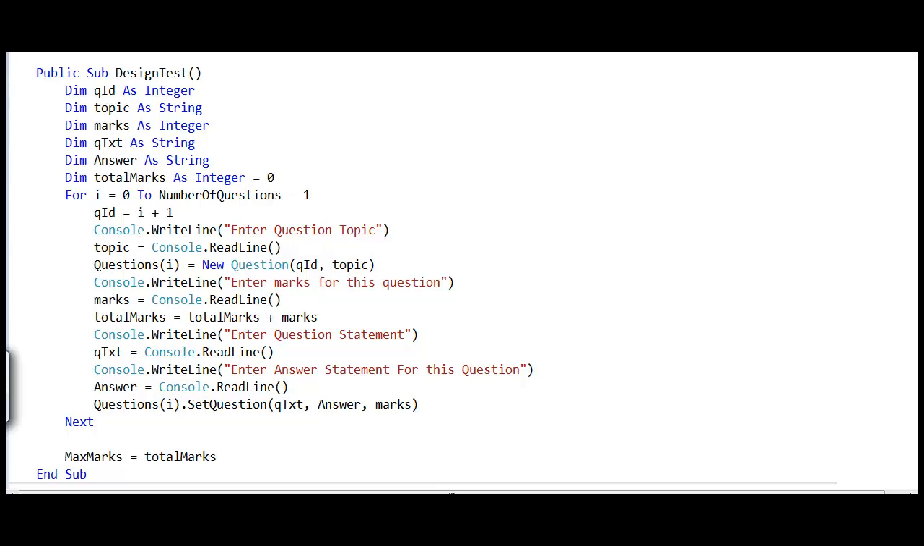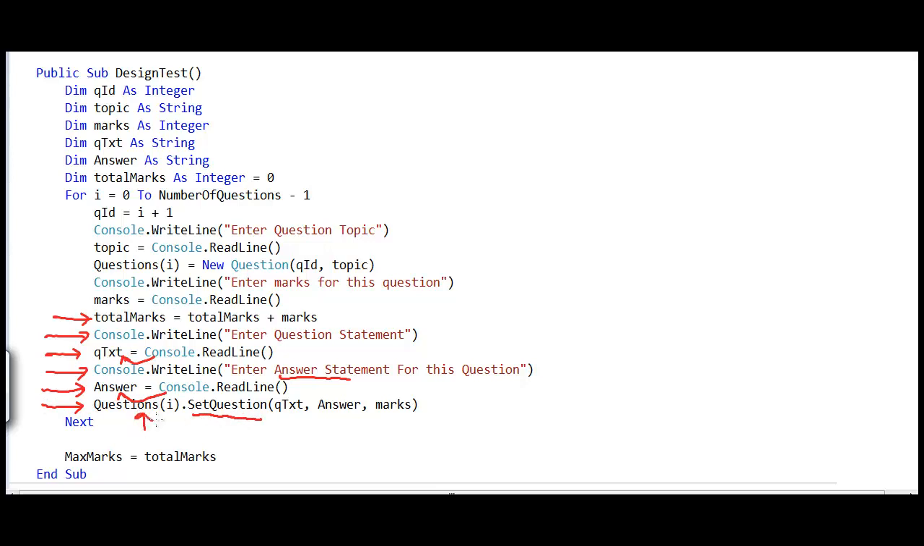Alright, so now that we have totaled our marks, we are asking the user to input the question statement, and once the user inputs the question statement, we are saving that up in this variable qtext, right? And then we are asking the user to type in the answer statement. So we are taking input from the user for the answer statement and we are storing it in this variable answer, right? And finally what we are doing is we are calling the set question method, right?